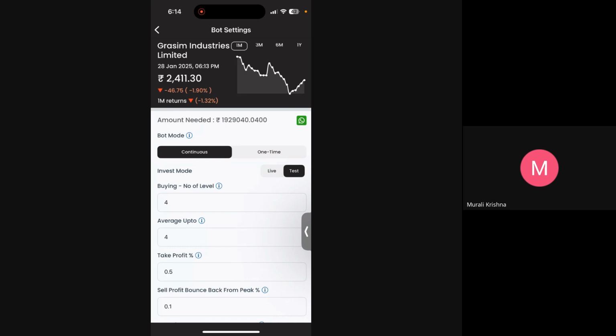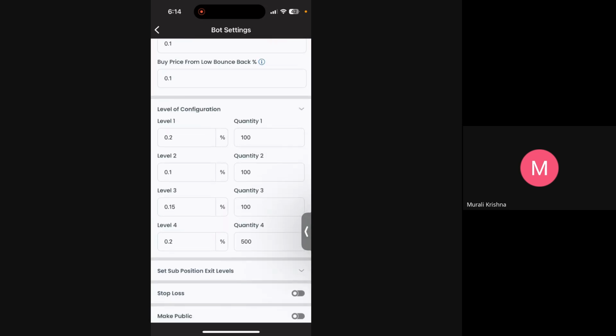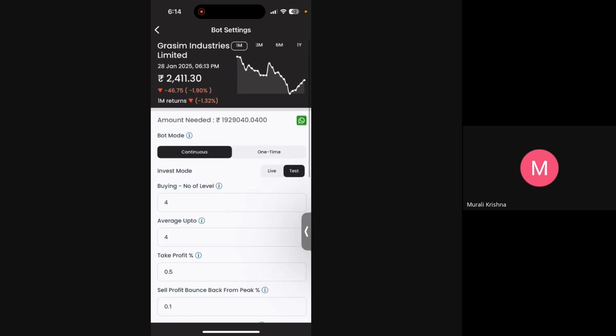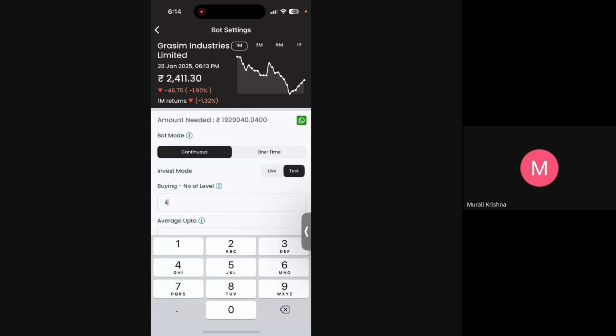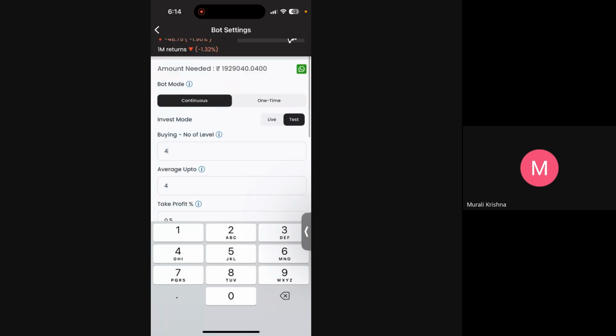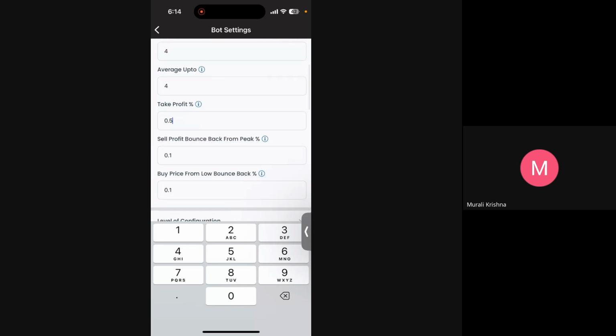Okay, now let us see. I just wanted to accumulate, say, around 800 stocks. So I am accumulating 800 stocks in different levels. For that, I have defined buying number of levels as 4. It will keep averaging up to 4 levels, and take profit I have kept very aggressively at 0.5%. Here comes the main settings that you have to use.